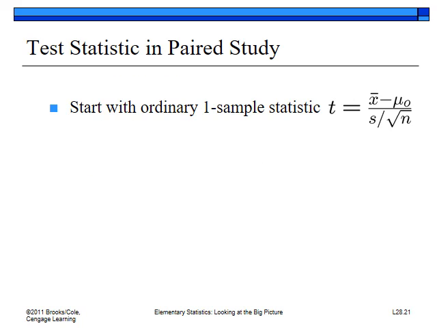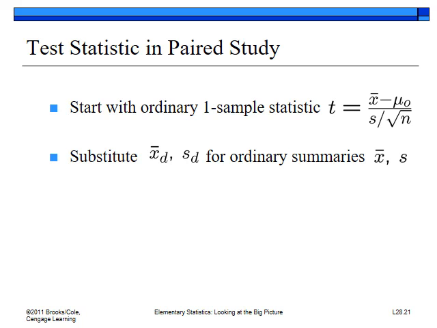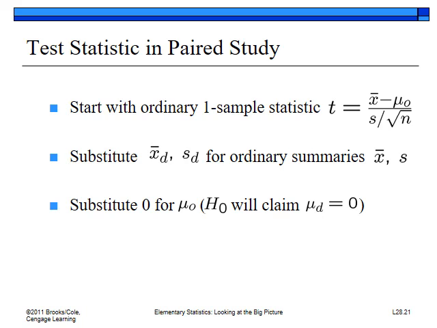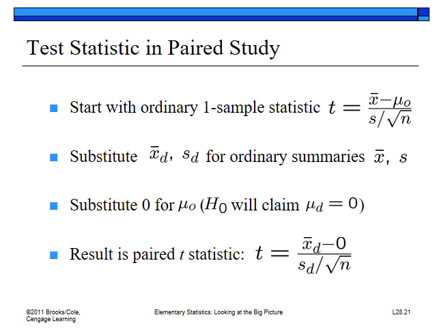So what test statistic should we look at? Well, we'll start by just constructing t as we always have. Sample mean minus population mean hypothesized over the sample standard deviation divided by the square root of the sample size. Since we're looking at differences, we'll use x bar sub d and s sub d. For paired studies, the null hypothesis will always claim that the mean of the differences is 0. So that mu naught will always be 0 for a paired study. So this simplifies down to this expression.